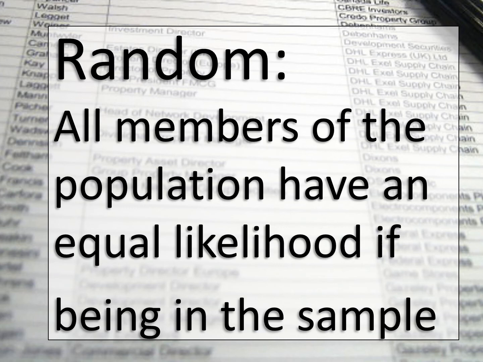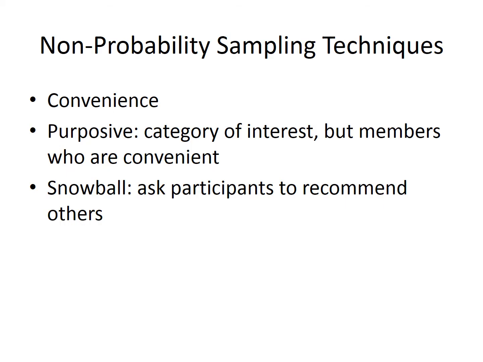That can be tricky though. When we're studying people, that means you need to be able to contact every person in the population. I don't know about you, but sometimes it's tricky just to contact all of my family members. So thinking about contacting a group like all college students is overwhelming. That's why we sometimes use one of the non-probability sampling techniques.